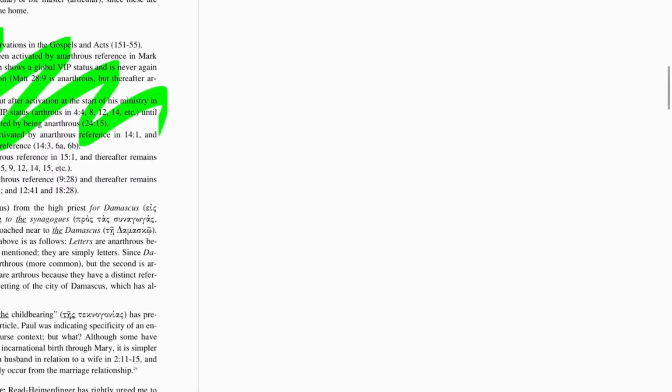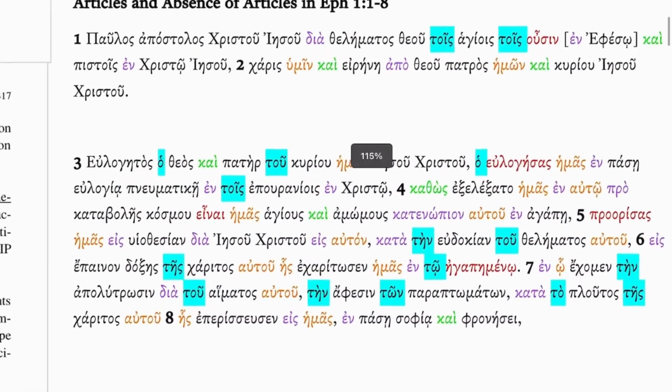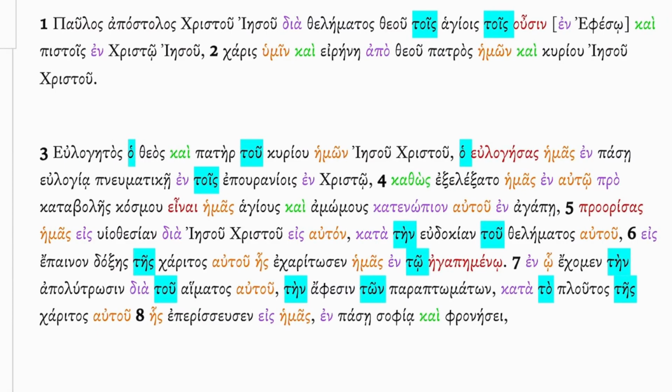I wanted to take a moment and look at the opening verses of Ephesians, just because there's some interesting article use, and I have them all highlighted here. Ephesians 1:1 through 8, and let's take a few moments to reflect on what's going on here. In verses 1 and 2, Jesus is mentioned, Paul is mentioned, God is mentioned multiple times, and Jesus a couple times, and they never have the article. That's rather interesting. In fact, the only thing that does have the article are the recipients of the letter: to the saints, which are also faithful in Christ Jesus. Only the saints in Ephesus have the article, and obviously that's because they are known to the audience, because it's them.